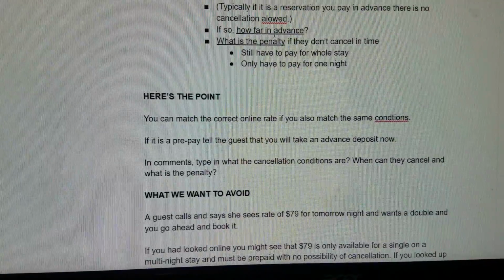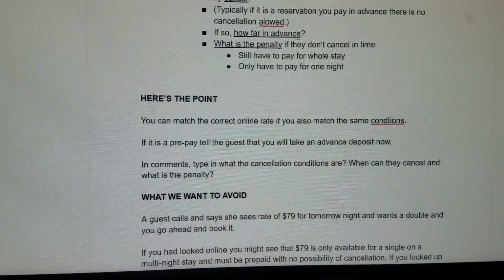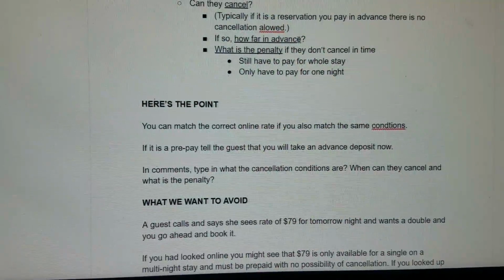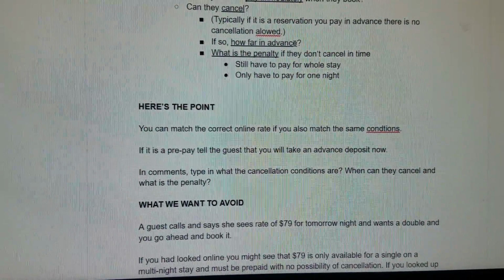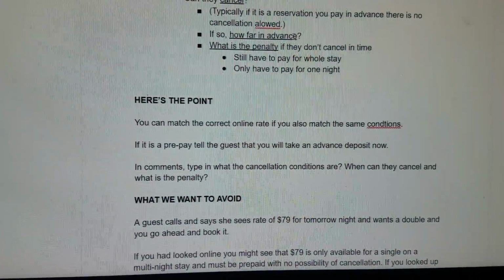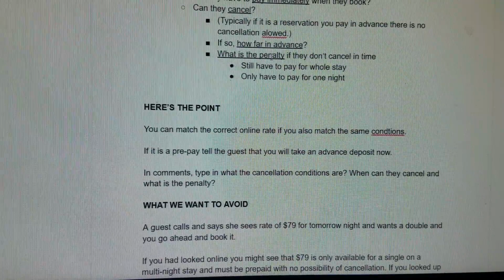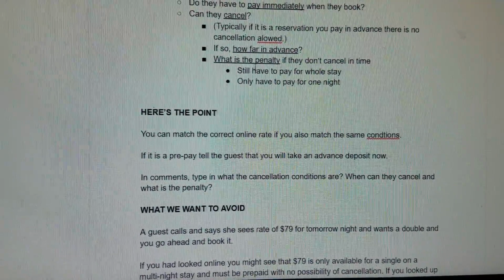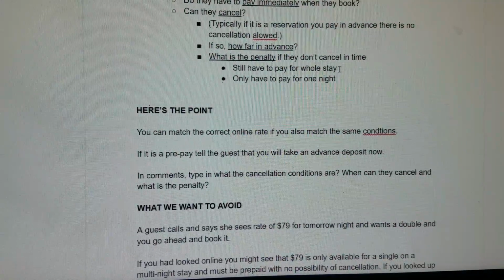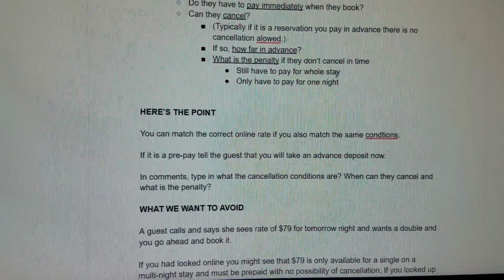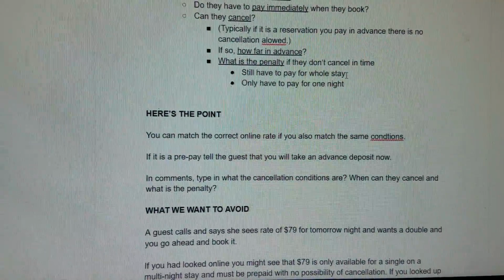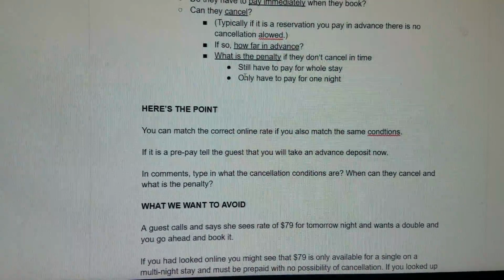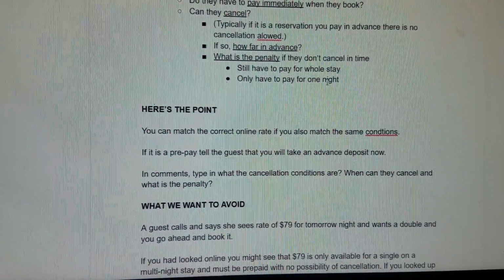And then there's also going to be a cancellation policy. So how far in advance does a person have to cancel? Can they cancel up to 4 p.m. on the day of arrival? Do they have to cancel 24 hours in advance, 72 hours in advance? Or maybe they can't cancel at all. And then what is the penalty if they don't cancel in time? Sometimes they have to still pay for the whole stay, like Priceline. If you book on Priceline for 3 nights and you don't show up, you're out of luck. You still got to pay the 3 nights. Many times it'll say you only have to pay for the first night.